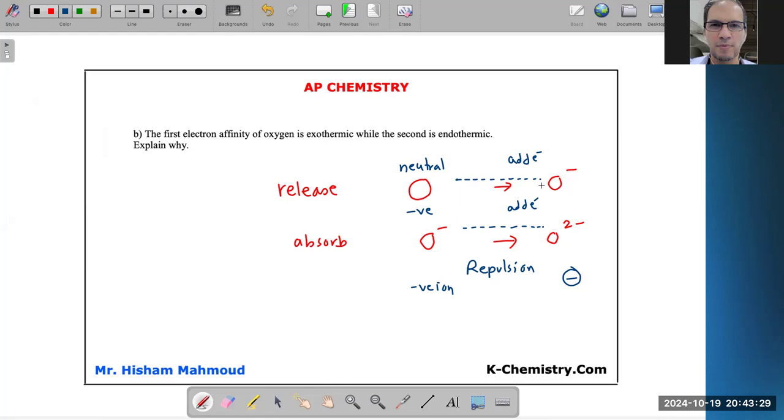Mr., here we were making a bond too, so it was releasing energy. But here, the amount of energy that you are releasing is not enough. So I'm going to absorb more energy here. Again, what is the reason in the exam? There is a much bigger repulsion for adding one negative electron to a negative ion than adding a negative electron to a neutral atom.